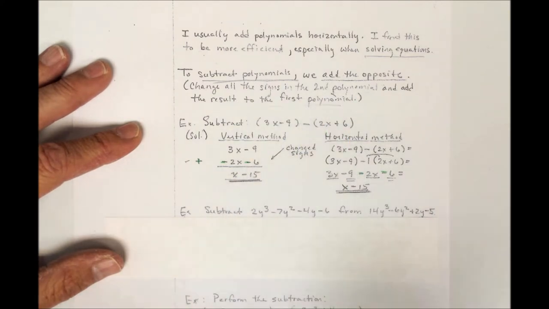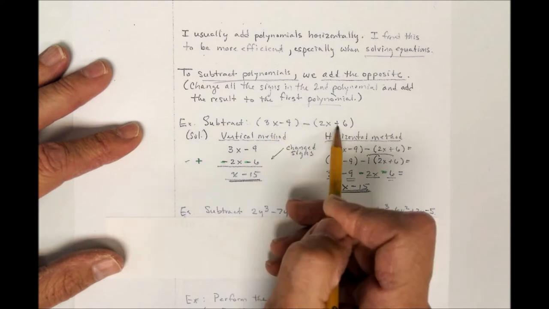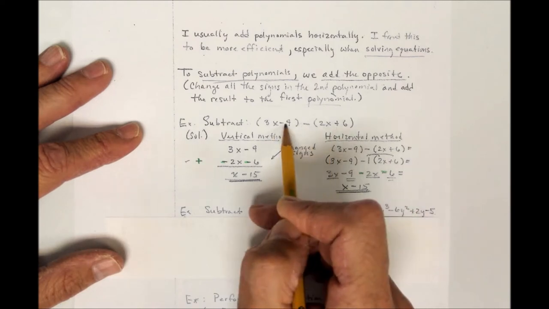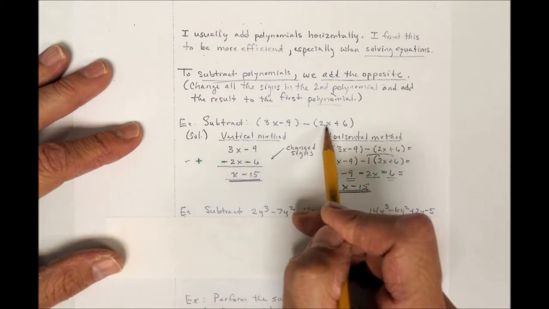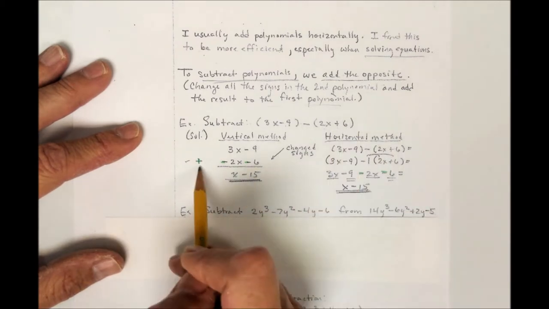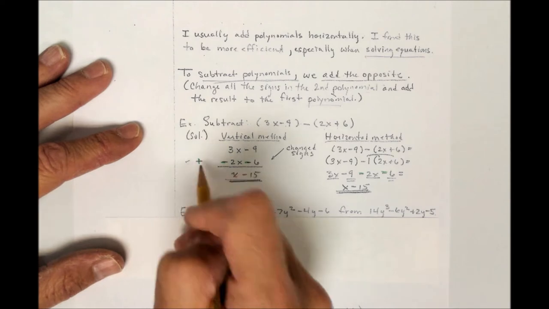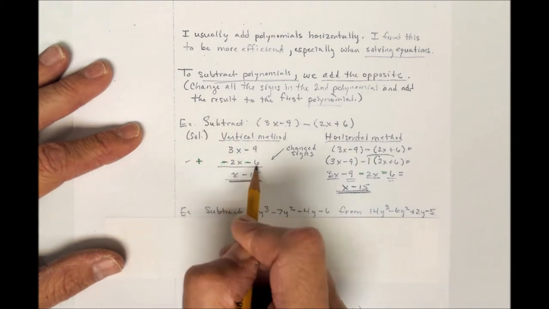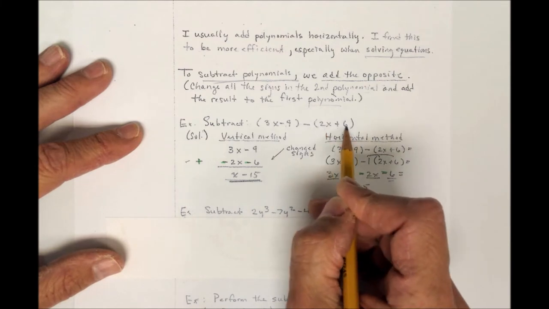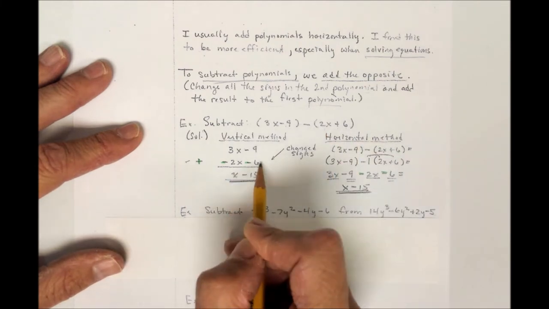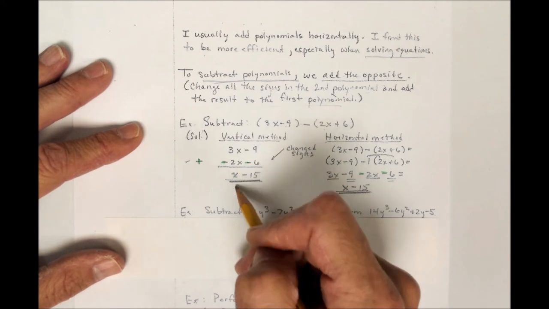Here we go. I've got these two binomials that I'm subtracting. So see, I put this one first and this one on the bottom. And then notice it's a positive 2x plus 6. There's a minus sign out there. I'm going to change it to adding the opposite. You see there in the green, I changed the positive 2x and the positive 6 to negative 2x and a negative 6. And then I just add straight down.